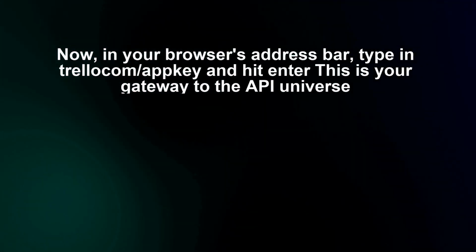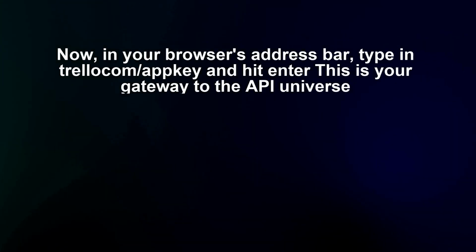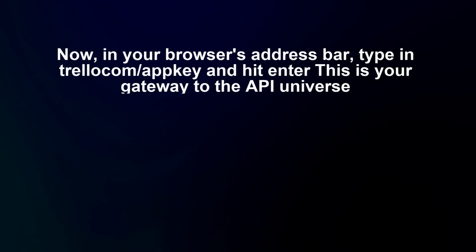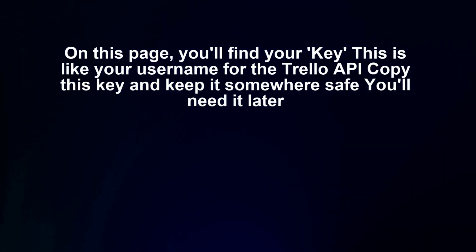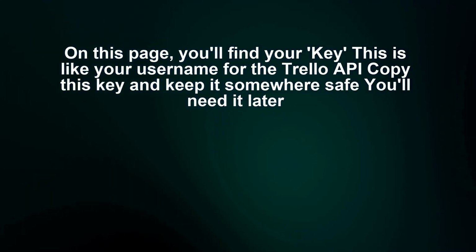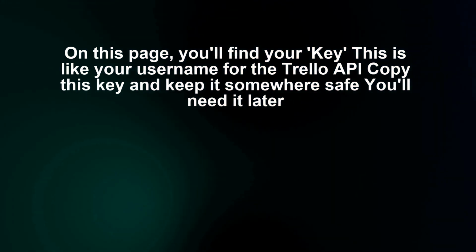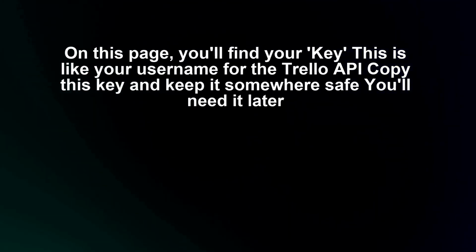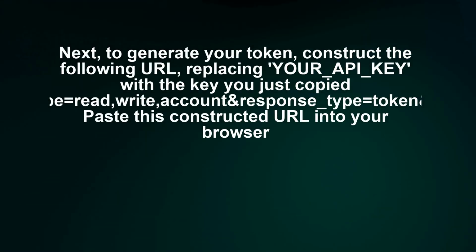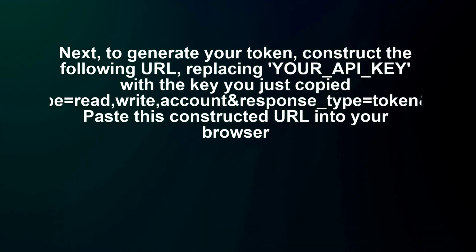Now, in your browser's address bar, type in Trello.com/app-key and hit enter. This is your gateway to the API universe. On this page, you'll find your key. This is like your username for the Trello API. Copy this key and keep it somewhere safe. You'll need it later.